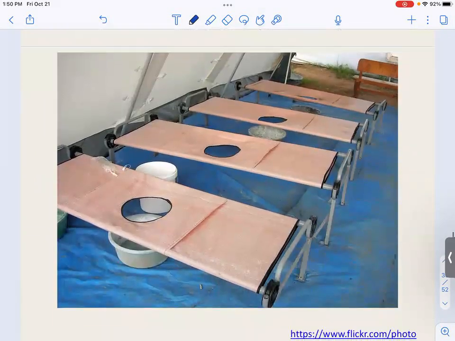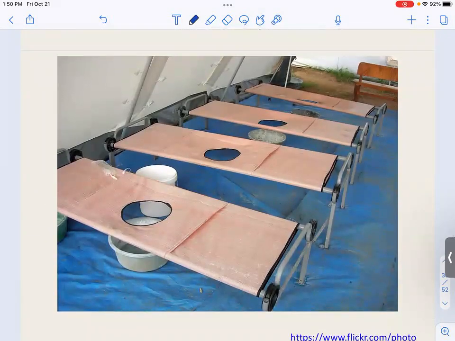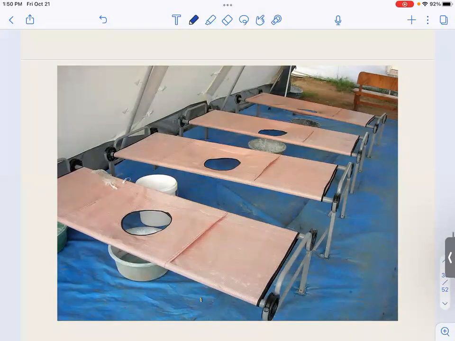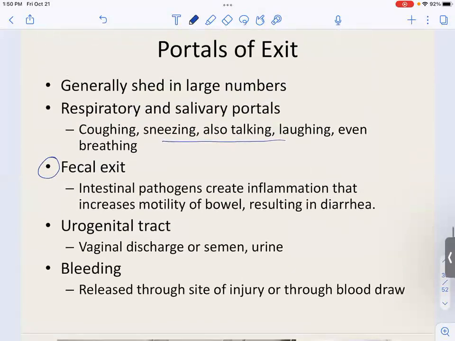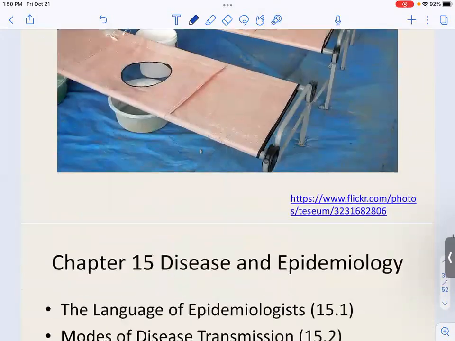I just love this picture. If you've never seen a cholera cot, people that are ill with cholera just lay on these cots and the diarrhea just flows out of them. It's just a nasty, nasty thing, but you can imagine how pathogens can leave in huge numbers there. Less commonly through the urine, but certainly sexually transmitted diseases are leaving through semen or vaginal discharge, and even through blood.